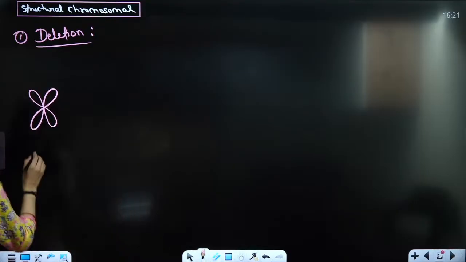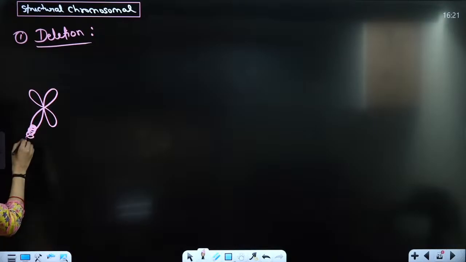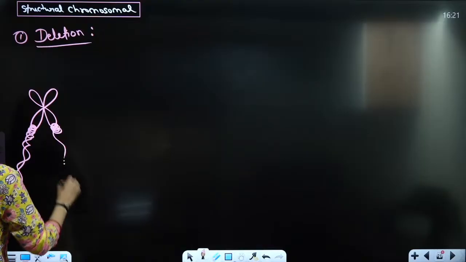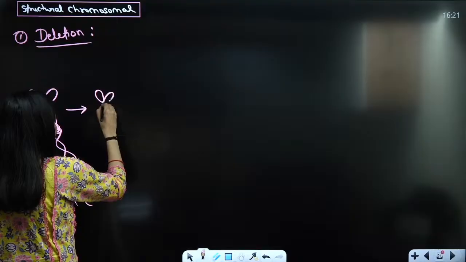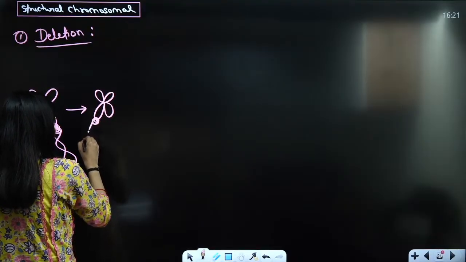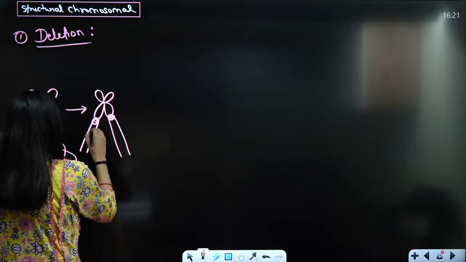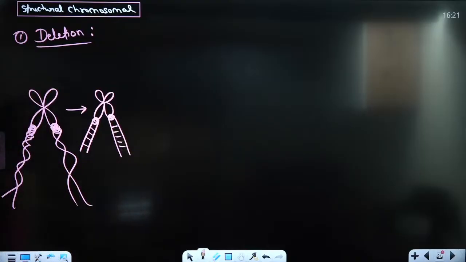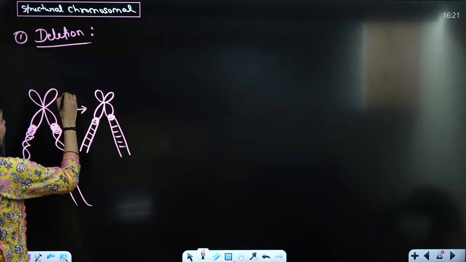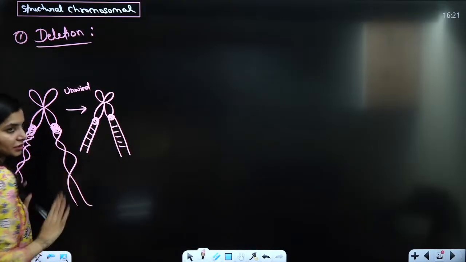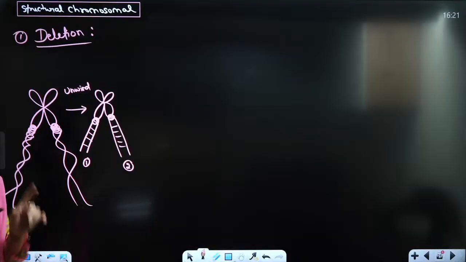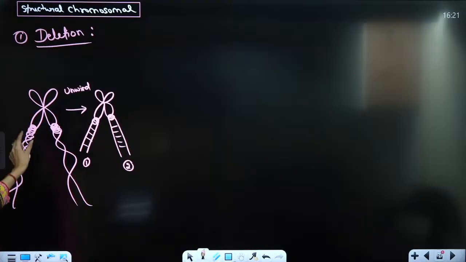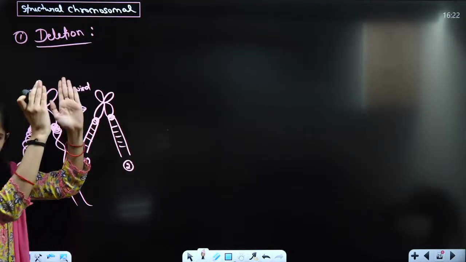So this is the DNA. First, it is stretched in such a way. Now I take it further and unwind it. I was having this structure, and after unwinding it I get this structure. Let me name them 1 and 2. There is one chromosome, and from this one chromosome I took these two arms. If these two arms are unwound together, I get this horizontal structure.